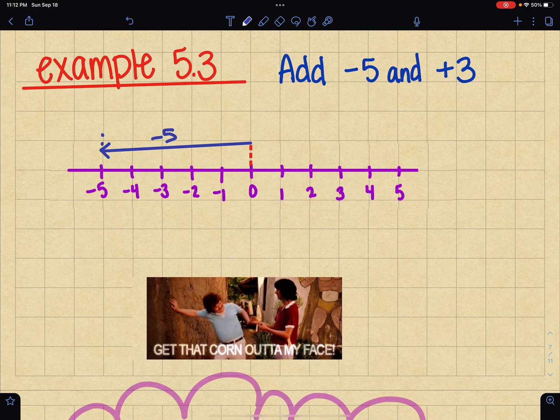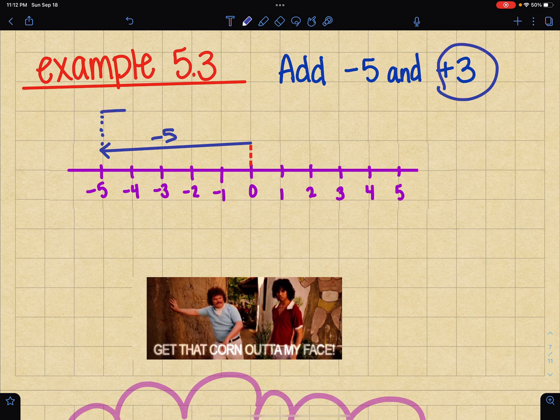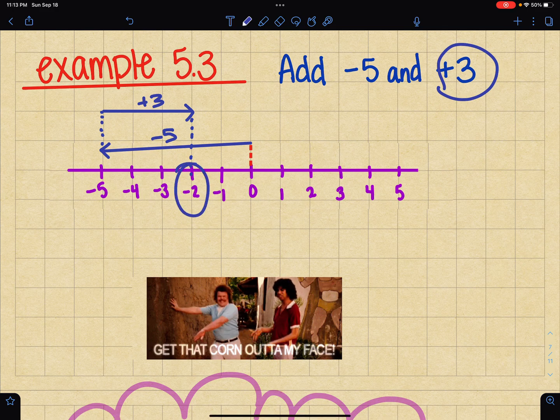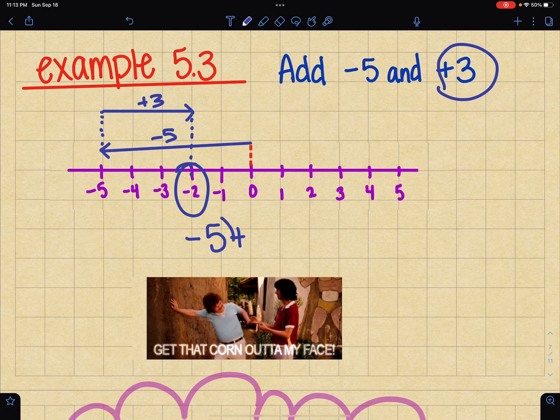Now I'm going to go up from there. If it was a negative 3, I would keep going in that direction, but it's not. It's a positive 3. So now I'm going to go 3 to the right. 1, 2, 3. Okay, so that's 3. And if I go down, boom, boom, boom, boom, boom, that's my answer. Negative 2 is the answer. So if I were to draw that out algebraically, it would be negative 5 plus positive 3 equals negative 2.